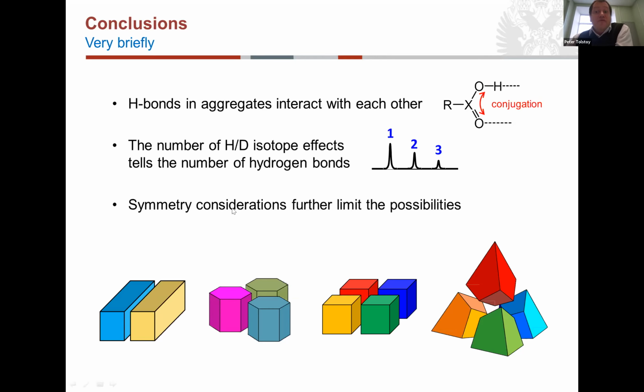Symmetry considerations can further limit the number of possibilities. Sometimes you have to take into account that the left and right sides of the complex are identical. That's why symmetry considerations, I guess everyone understands. So with this couple of tricks up our sleeve, we were able to prove the structures of cyclic dimers, trimers, tetramers, and three-dimensional tetramers of small organic acids: carboxylic, phosphinic, phosphonic, arsenic.